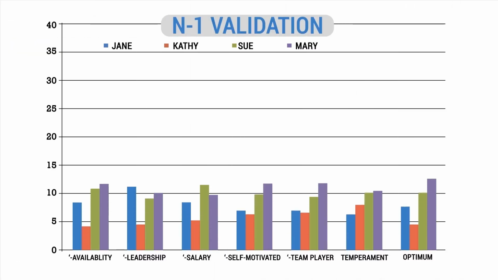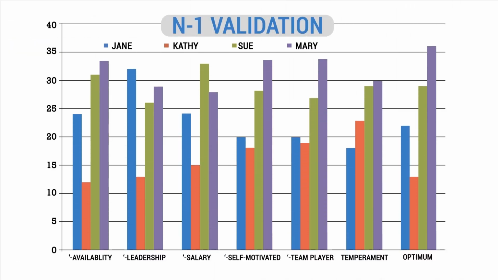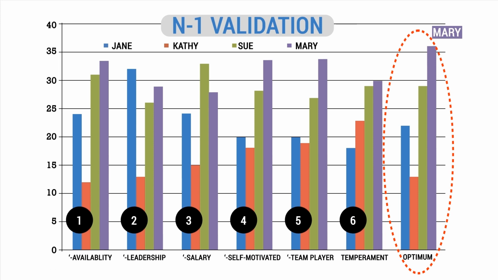Once we complete the evaluation, we generate a graph using the chart maker. We see that the optimum decision is Mary. Additionally, we have 6 bands. These are known as the N-1 evaluation.